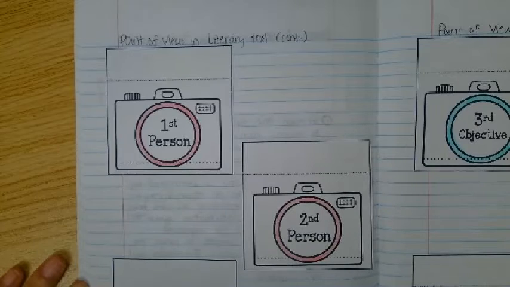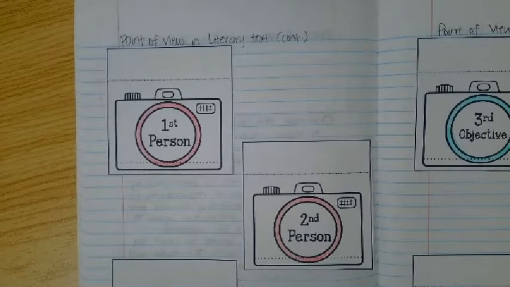Welcome to part 4 of our point of view in literary text. We are going to be working on the page that has all the little cameras on it. So go ahead and cut out all your cameras, and we're going to be gluing them as follows.